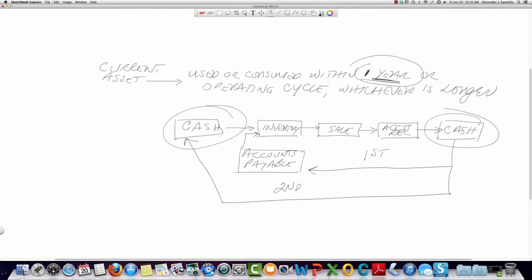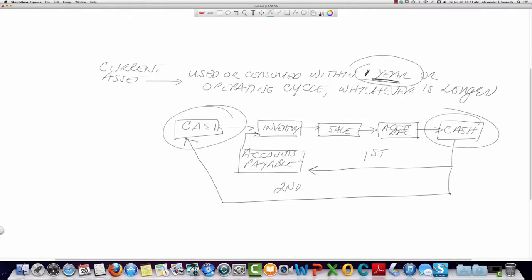In fact, I was reading the financial statements of a tobacco manufacturer, and they said, we have leaf tobacco in inventory that we will not be using for 18 months, but our operating cycle, of course, is more than a year, and as a result, that is still a current asset. So by definition, the current asset will be used or consumed within 1 year or operating cycle. Typically for us, 1 year is going to be fine.